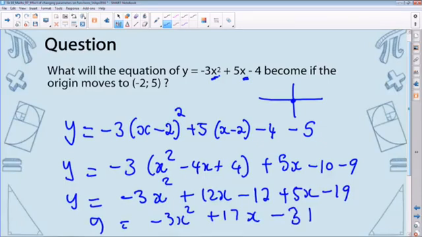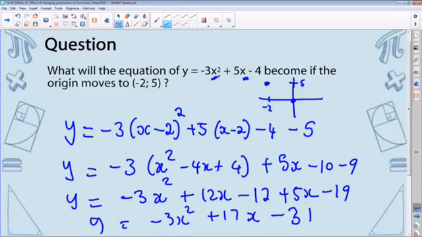Okay, so your new equation, when the origin now is moved to the negative 2, 5, right? It was here, went to negative 2, and then 5 up there. So what happens to your graph? Your new graph is going to be minus 3x squared plus 17x minus 31. Okay.